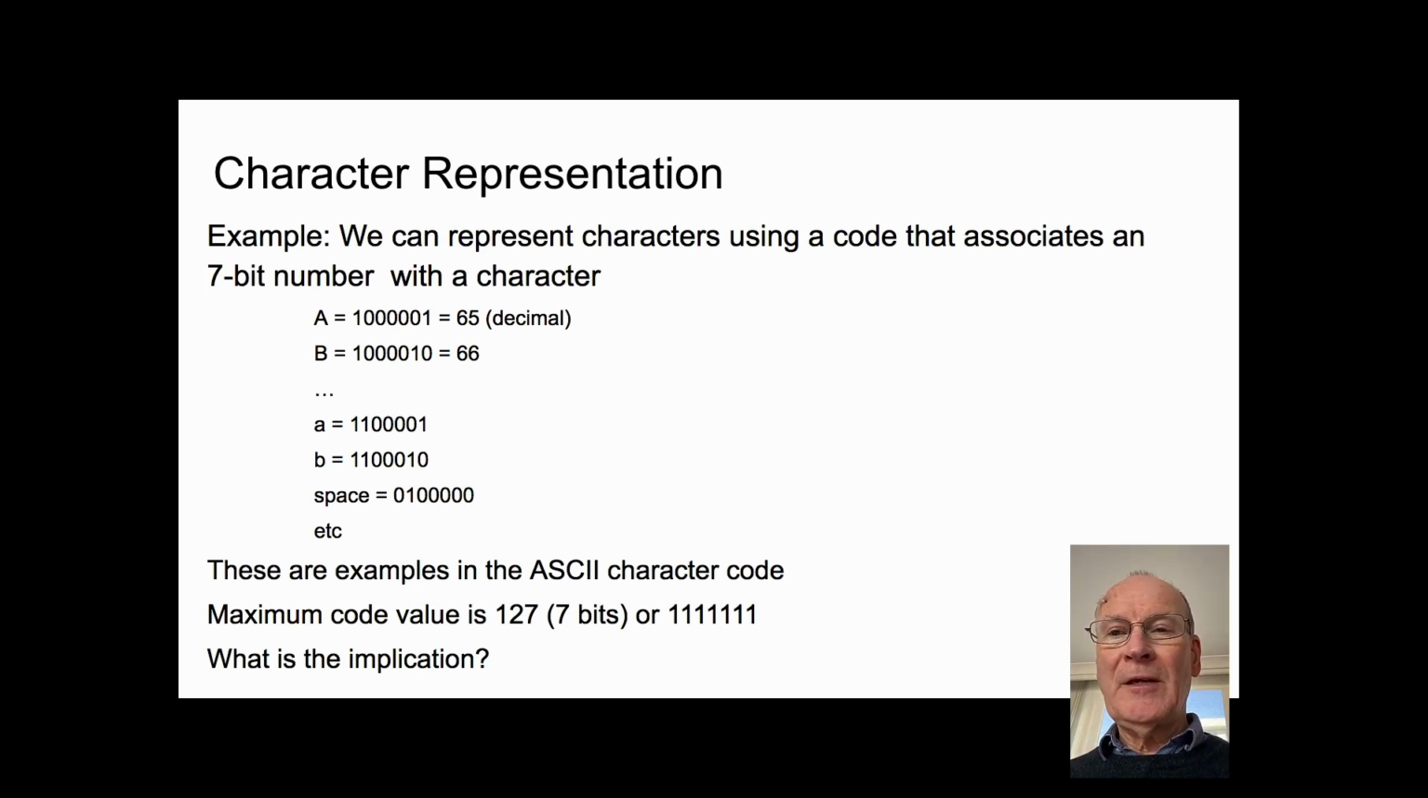Now, in this case, it's a 7-bit code. So the largest character value that's represented is all ones, and you have a range of values from 0 to 127. So here the implication is that we can only represent a total of 128 different characters because there are only 128 different bit patterns.